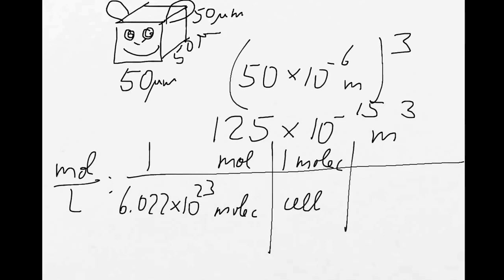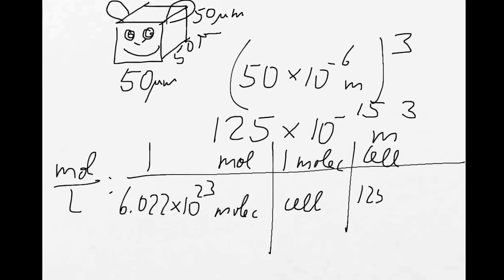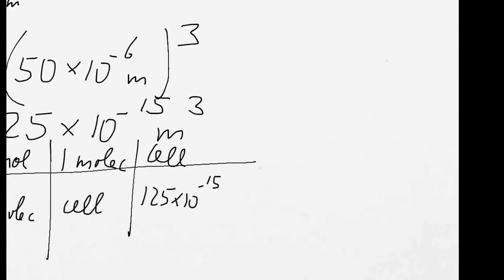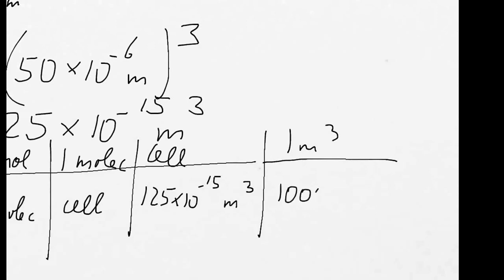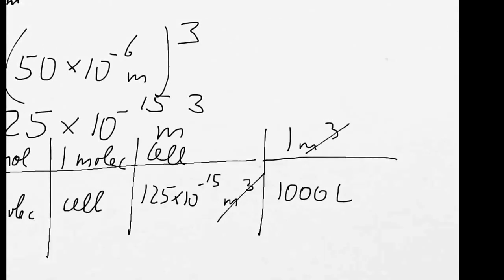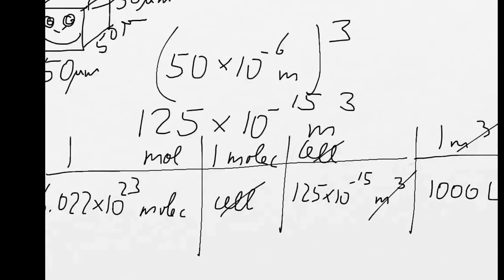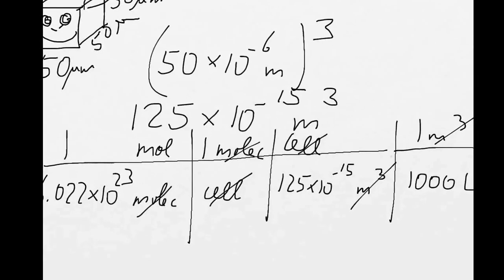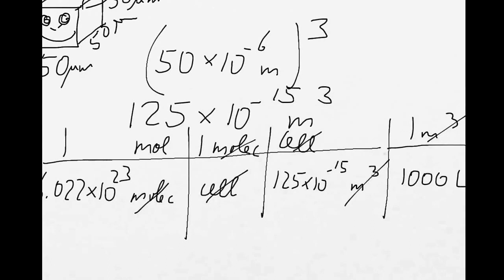The cell has 125 times 10 to the minus 15 cubic meters, and 1 cubic meter has 1,000 liters. These cancel out, these cancel out. It's exactly the same calculation that we've done before. Yeah? Just with a slightly different volume here. What do you get when you do this calculation?